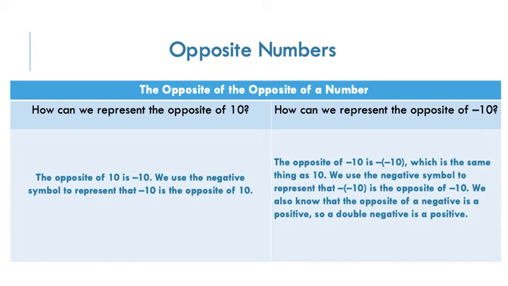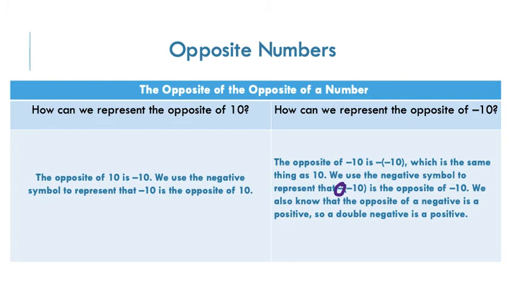So how can we represent the opposite of negative 10? The opposite of negative 10 is negative negative 10, which is the same thing as 10. We use the negative symbol to represent the opposite. So this symbol here means the opposite. So the opposite of negative 10.